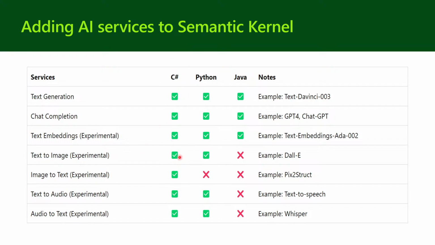For C#, it's already there. For Python, only the missing part is this, but I believe soon it's going to be also ready. For Java, they need to wait a little bit more. But as I told you, you need to follow their GitHub repositories for the latest updates. And they are building new packages every day. So let's do a quick demo with the chat completion.